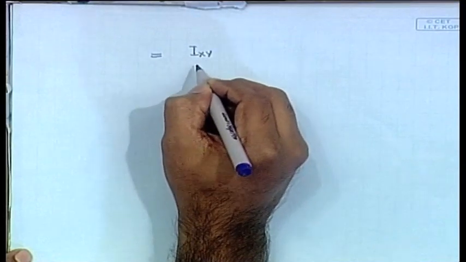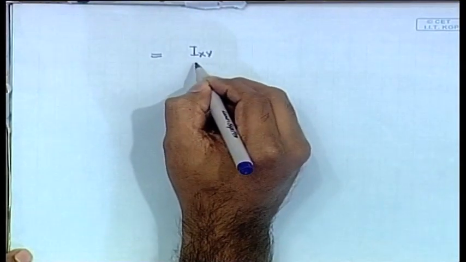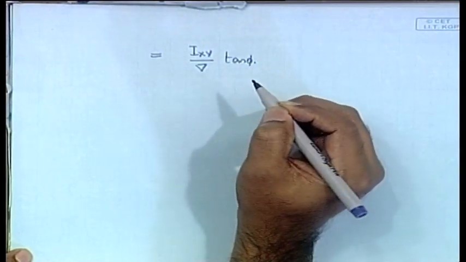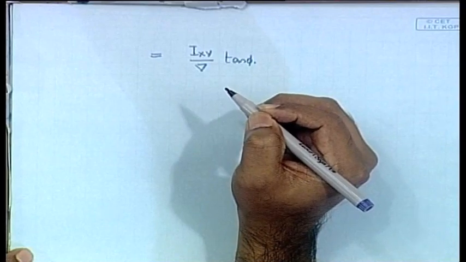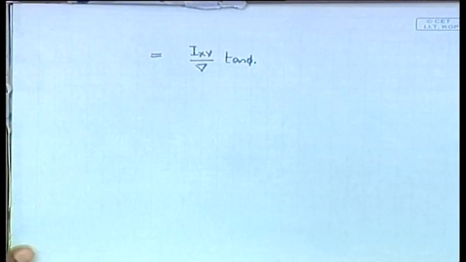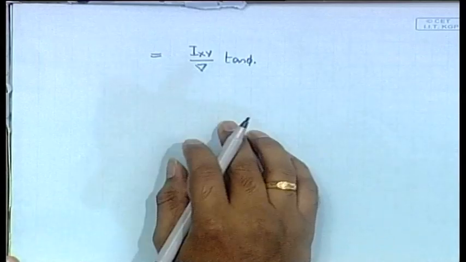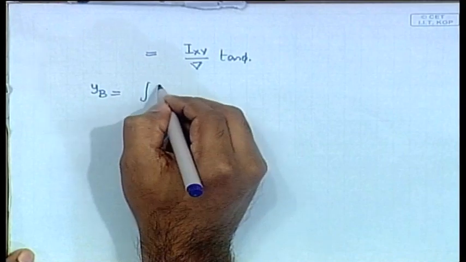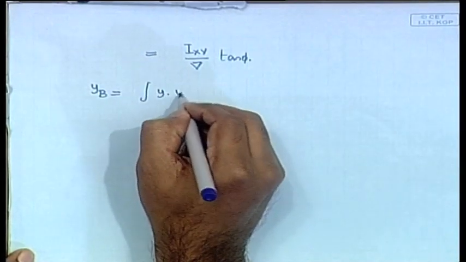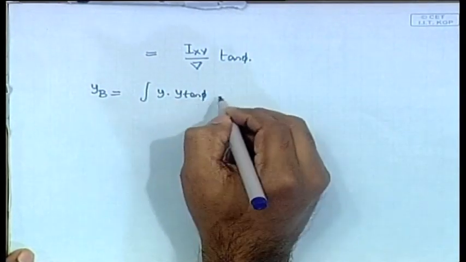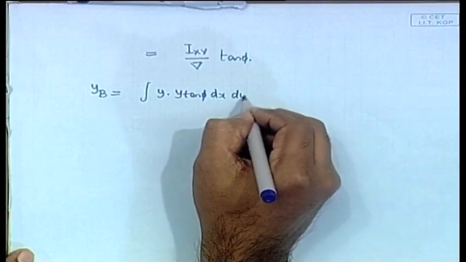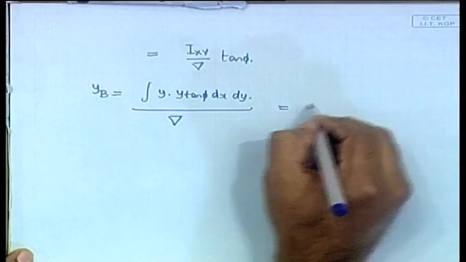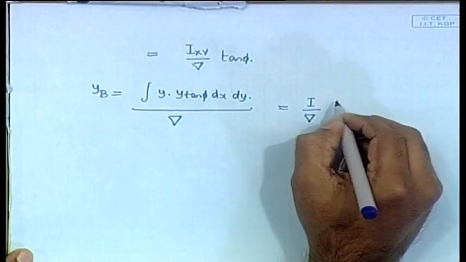So this is actually Ixy by del tan phi. Oh, this is actually Ix by tan phi. Okay, this one. Then Yb will become the integral of y into y tan phi dx dy by del, which will become I by del tan phi.